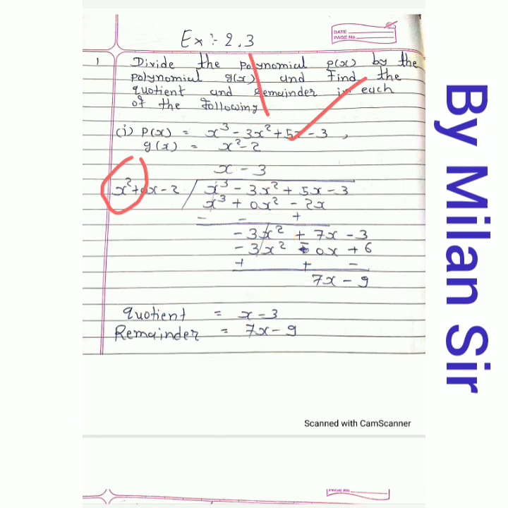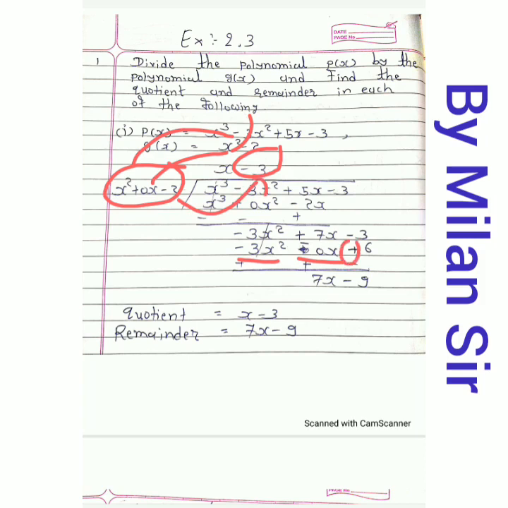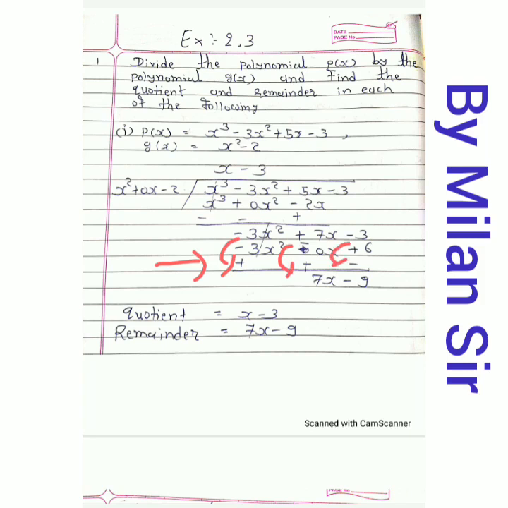Now again what you need to do is multiply this whole polynomial by minus 3. So x square multiplied by minus 3 is minus 3x square. 0x multiplied by minus 3, multiply with 0, it becomes 0, sign plus minus minus, and x is there, that's why 0x. Then minus 2 into minus 3, minus minus plus, so plus 6. Then the subtraction process, so we need to change the sign. Minus is converted to plus, minus is converted to plus, and plus is converted to minus.